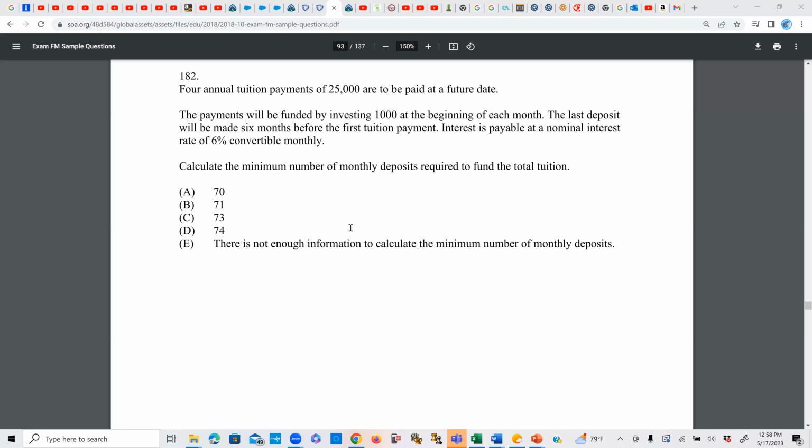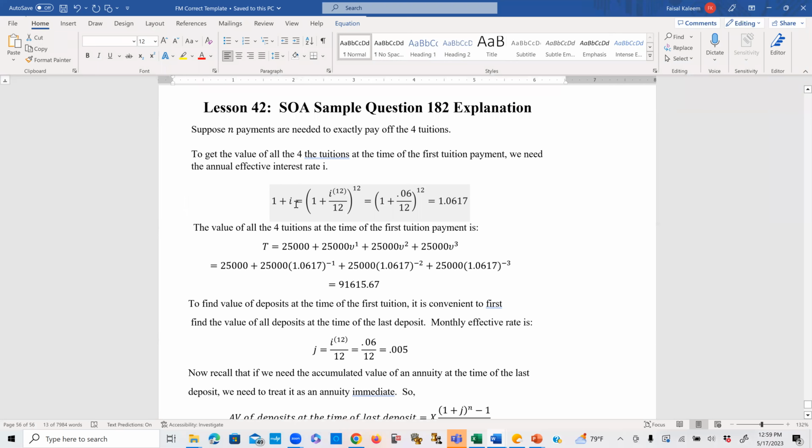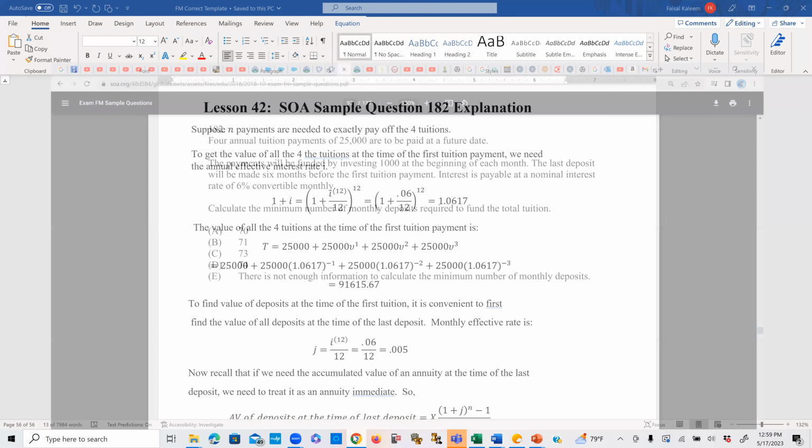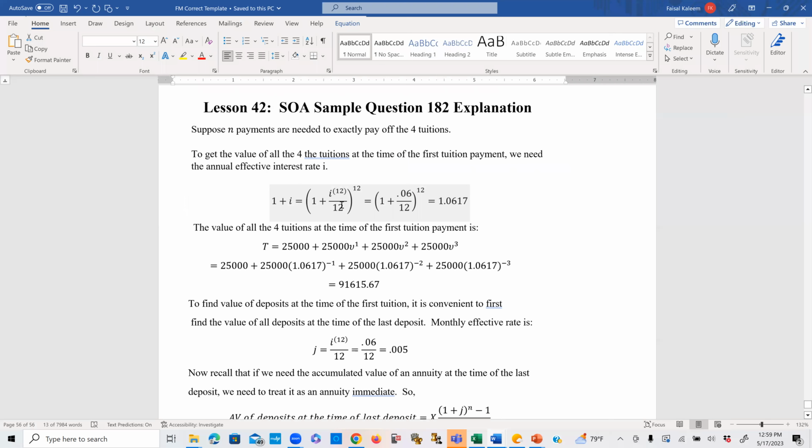So let's start. The tuition payments are annual, therefore we will need the annual effective rate. Right now we are given the nominal monthly rate. Therefore, we first calculate the annual rate by the equation 1 plus i equals (1 plus i^(12)/12) to the power 12, and i^(12) is the nominal monthly rate. So I said 6-month rate, but actually it's the nominal monthly rate that's given. i^(12) is 0.06, and so 1 plus i ends up being 1.0617.